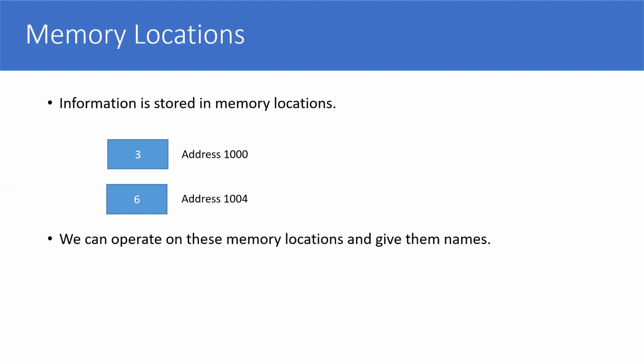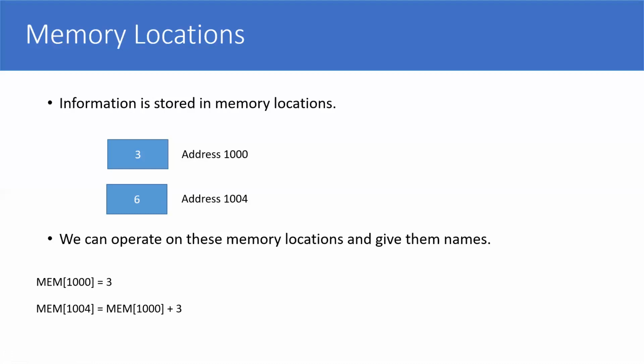Basically, we're operating on these memory locations, and we're going to give them names. For example, let's call address 1000 mem 1000, which is equal to 3. And then we also have mem 1004, where we're taking the value of address 1000, which is 3, and adding 3 to it. That creates the value 6, which is stored in this new memory address, address 1004.